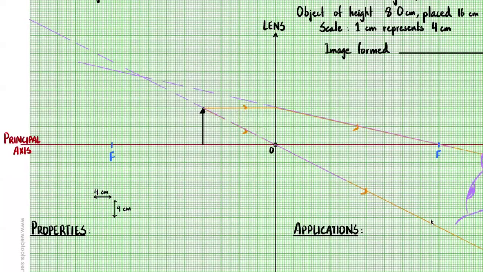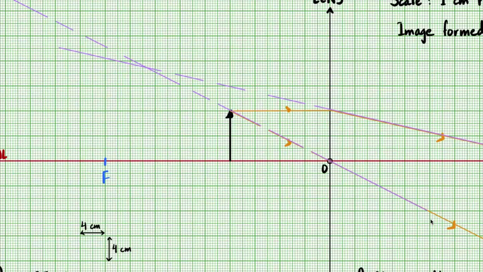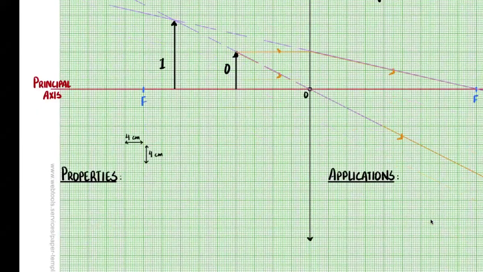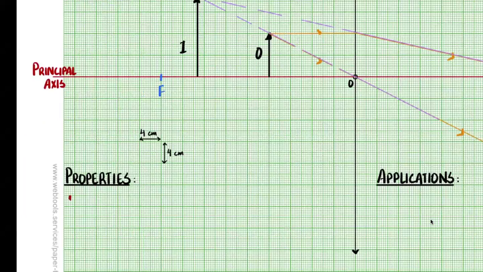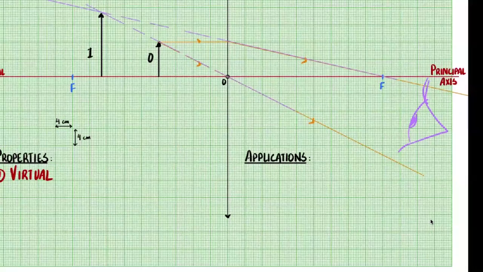So we see that the rays appear to meet together at this point. This is the formation of the image. All right, so in this case, this was the object, this is the image. Now when we try to write down the properties, this is a virtual image because the rays are actually coming from the object, but to this observer, it would appear as if it's coming from the image. All right, so this is a virtual image.